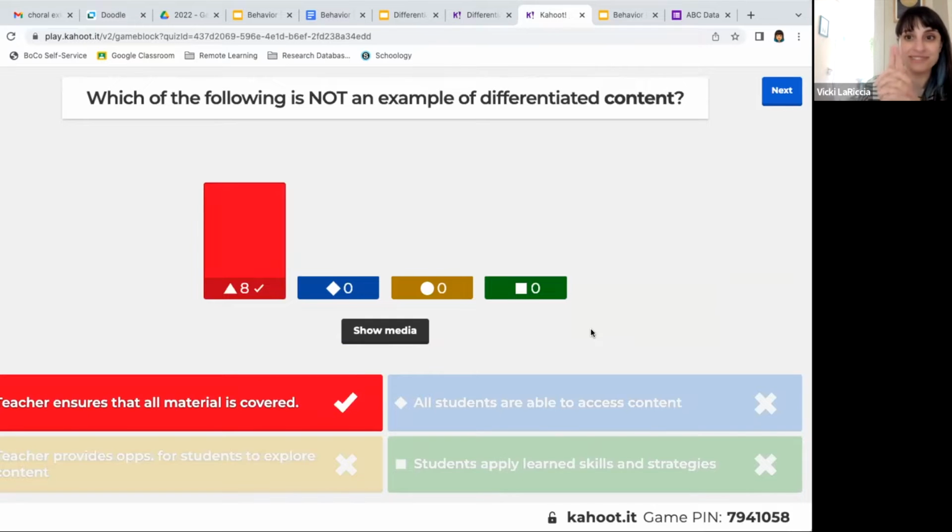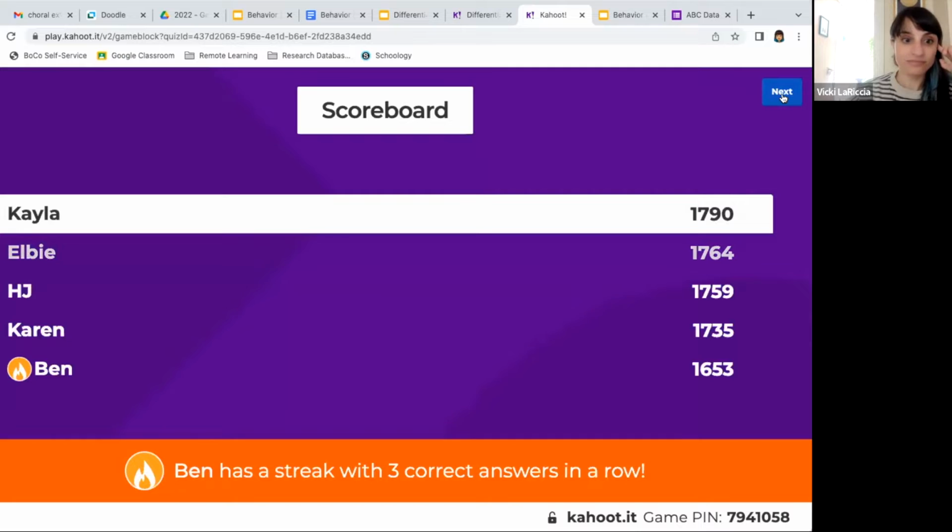One side note about Kahoot, the free version at least, there's only a certain number of character spaces in these answer options. So I had to abbreviate a few of these. So the yellow one, OPPS period, it stands for opportunities. I don't know if that was obvious. I probably should have said something about that, but you'll see sometimes there's abbreviations because I can't fit the whole thing in the multiple choices. All right. So Kayla is in the lead.